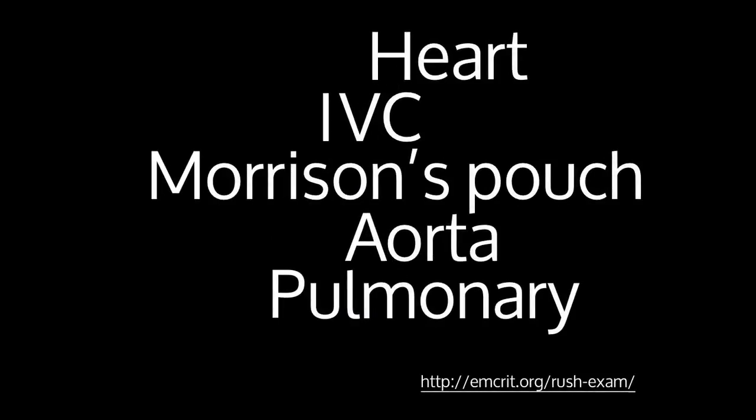To recap, when you're doing a RUSH exam, think of the mnemonic HIMAP. And what that stands for is heart, IVC, Morrison's pouch, which is the FAST exam, the aorta, and a pulmonary exam. For the heart exam, you're going to look for a pericardial effusion or tamponade, right heart strain, global function. For the IVC, you want to know if it's plump or if it's collapsed. Morrison's pouch, you want to look for a FAST exam, so it's right upper quadrant, pelvis, and left upper quadrant. The aorta, you want to know if it's dilated or not. Greater than 3 centimeters is abnormal. Greater than 5 centimeters with hypotension is a ruptured AAA until proven otherwise. And make sure you measure the outer wall to the outer wall.